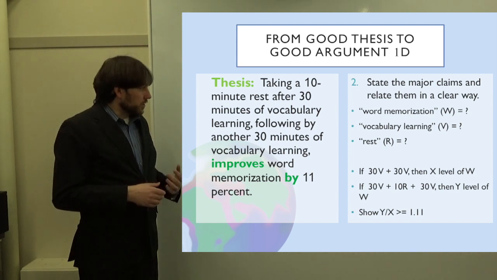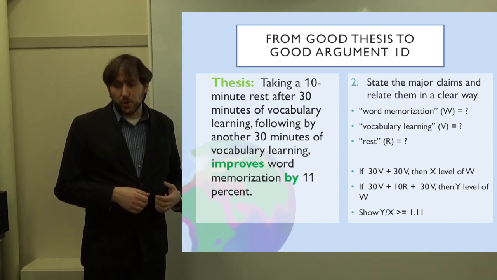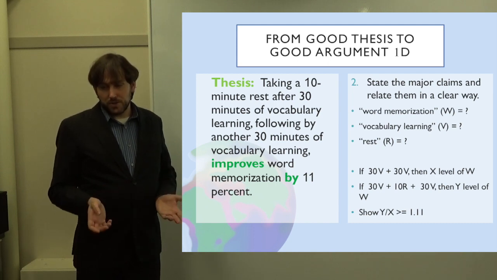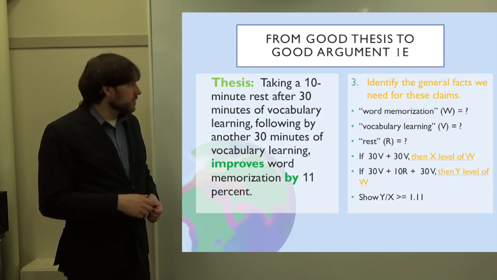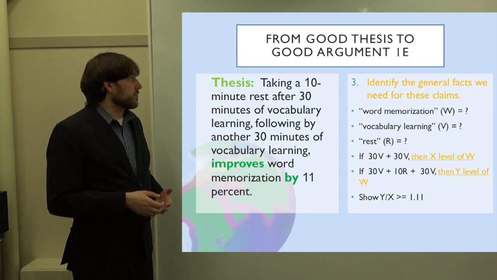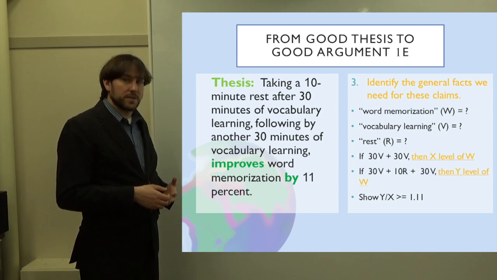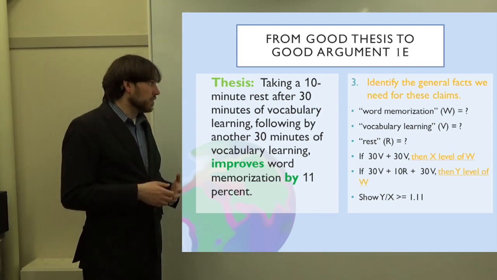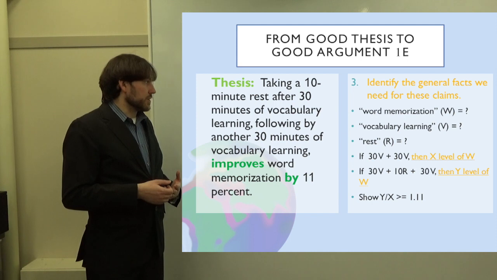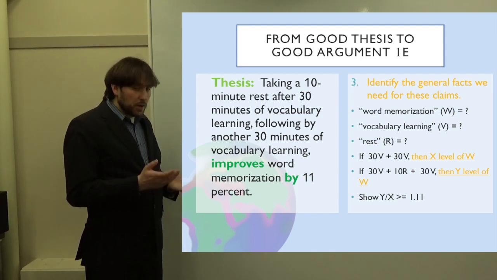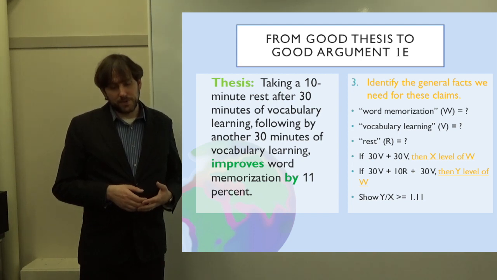And then finally, we've got our conclusion. We want to show that we're going to get at least that 11% that we're hoping for. So this is the second step. Third step, we're going to identify the general facts we need for these claims. So we need to be able to show that you'll get X level from doing 30 minutes and 30 minutes, and Y level from 30 minutes plus 10 minutes rest plus 30 minutes of vocabulary learning. So we need to show that by comparing these two things and seeing what happens.